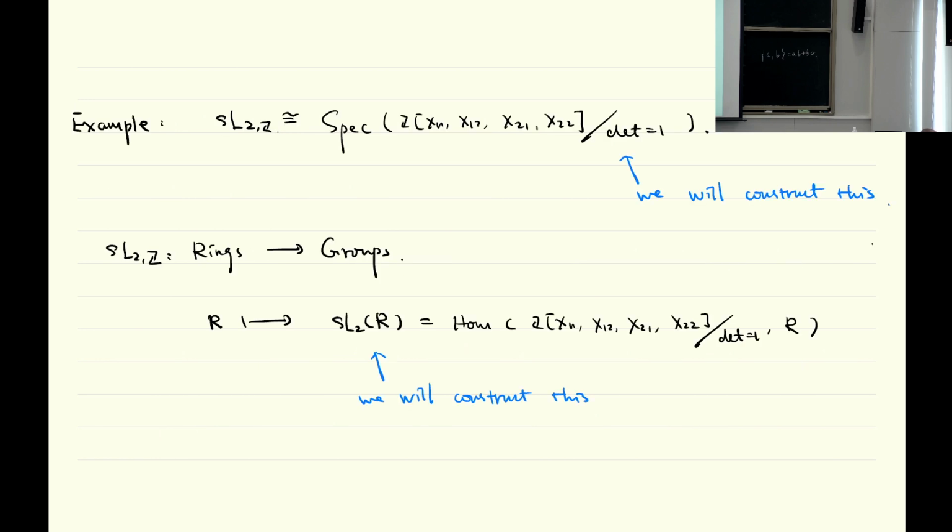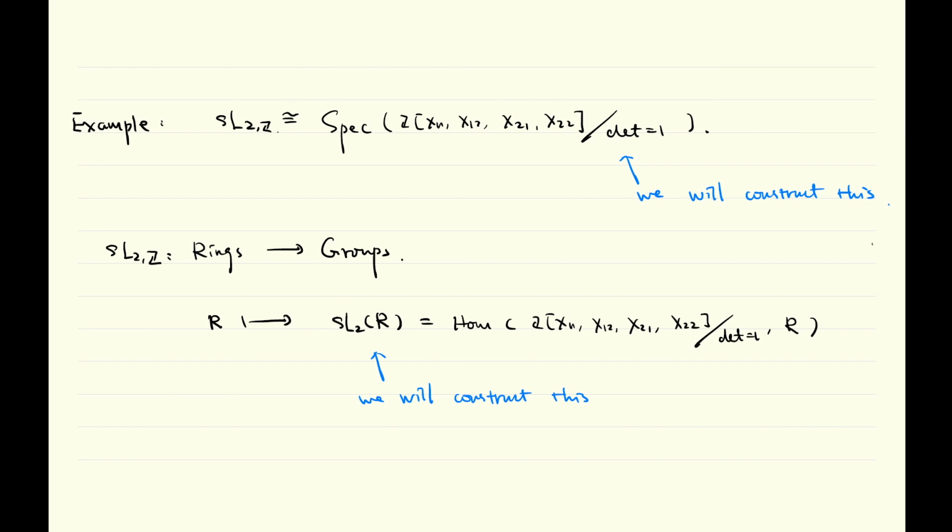As an example, the Chevalley group scheme in the SL2 case is just the prime spectrum of the ring Z of the entries of the matrix x11, x12, x21, x22, subject to the condition that the determinant is 1. We will construct this in a more general setting. Equivalently, by the Yoneda lemma, we can also think of this as a functor from the category of rings to the category of groups. For each ring R, the R-points of SL2 are just invertible matrices with entries in R, which is the same as homomorphisms from this ring to my ring R. That's the equivalent way. We'll also talk about the second construction as well.